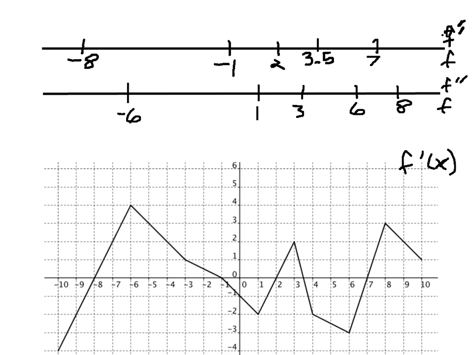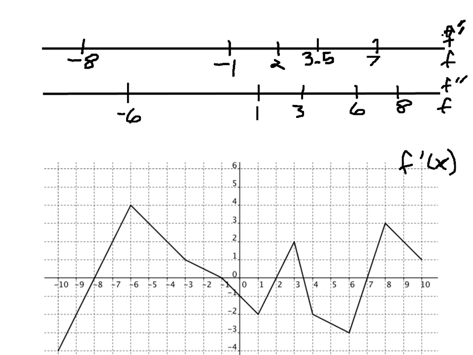The second one actually is for f double prime. So what I've done there is I've looked for the relative extrema of the graph of f prime, and I've put those on the number line. So -6, 1, 3, 6, and 8 made it onto the number line. And now I'm just going to fill in.